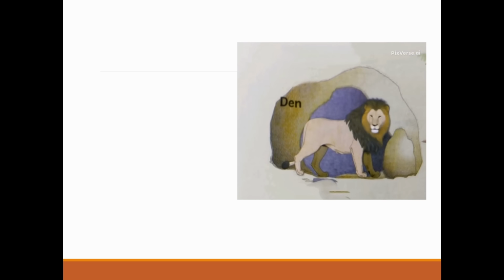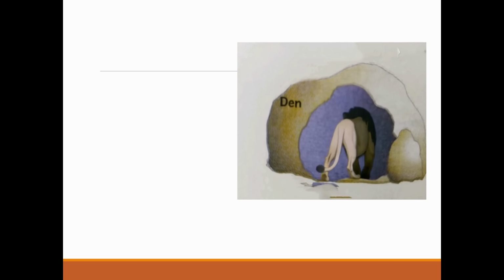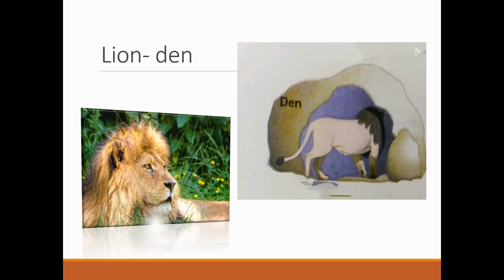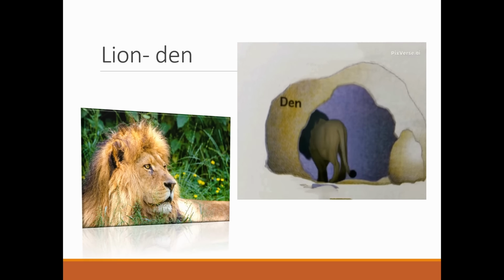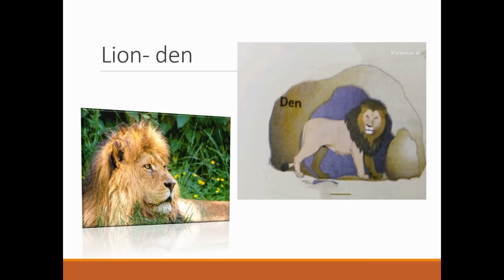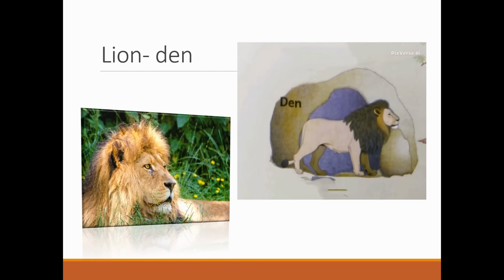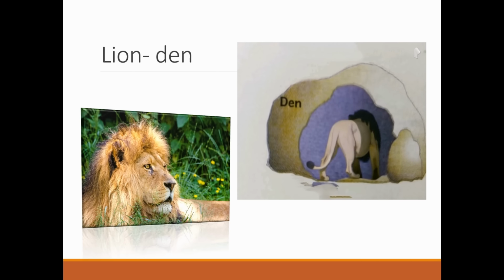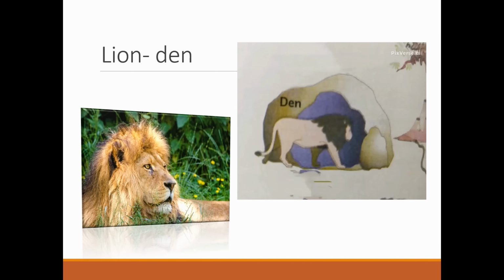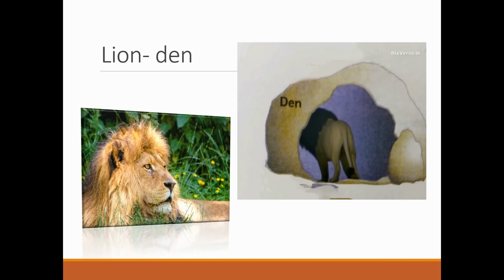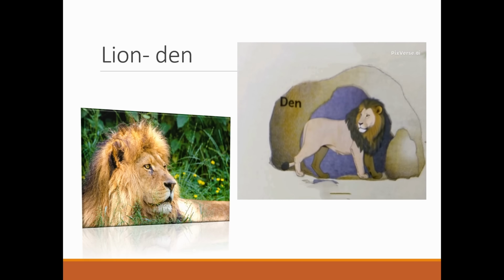Now children, see this picture. You already saw it once. Yes, it's a lion. Where does a lion live? Yes, it is going into the cave. So this cave is called a den, lion den. So children, the shelter of a lion is called a den.